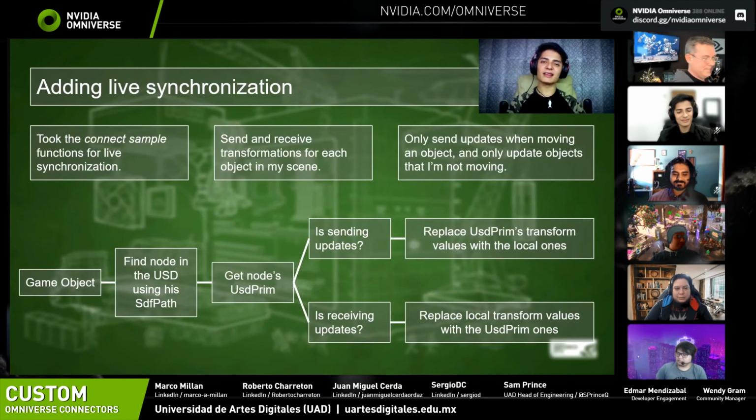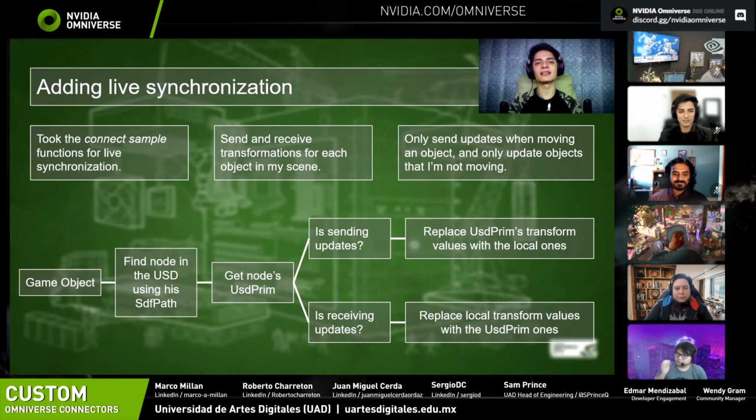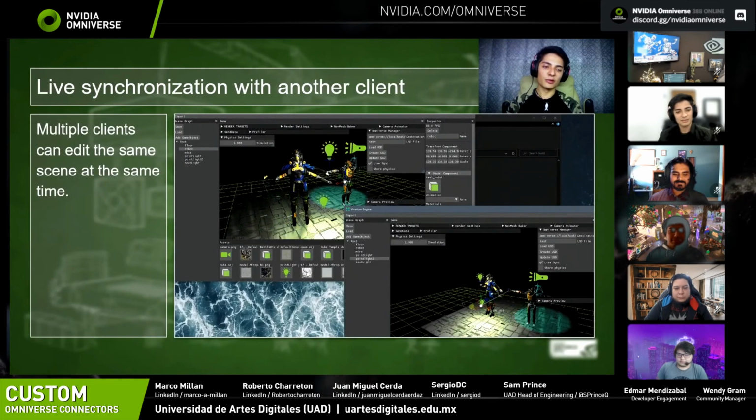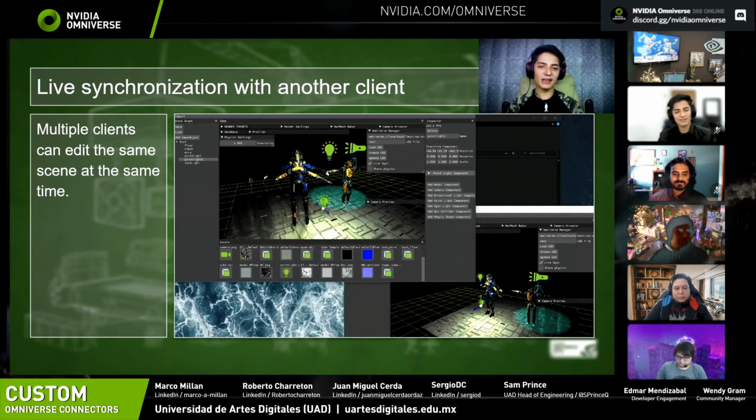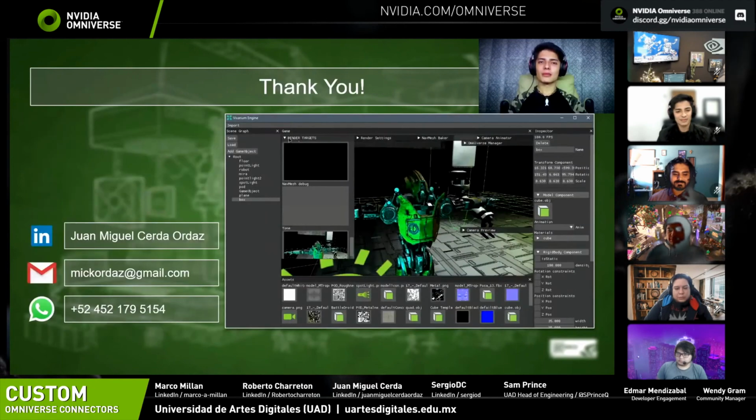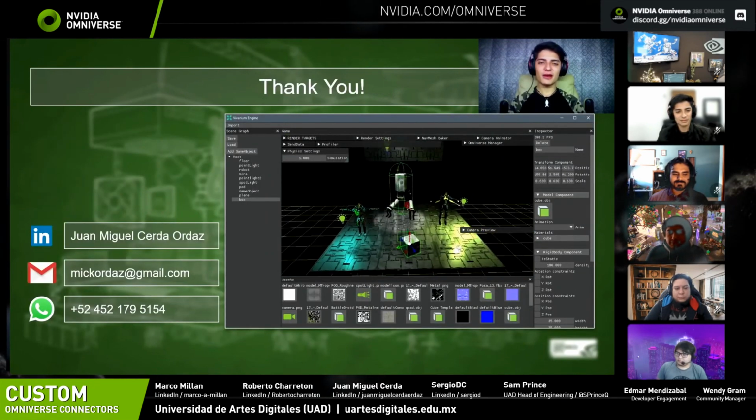The last thing I added to the connector was live synchronization, which allows you to share all the scene changes in real time with all the clients that are connected to the same scene, as long as they support Omniverse. And you can see that I can move any object in one client and the other client sees the changes in real time. And that's it. That was my experience making an Omniverse connector.